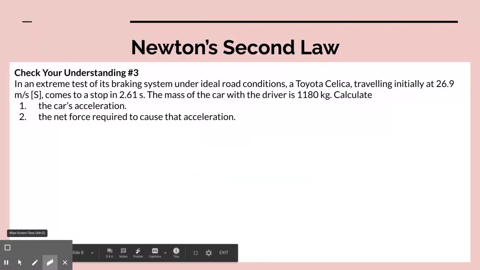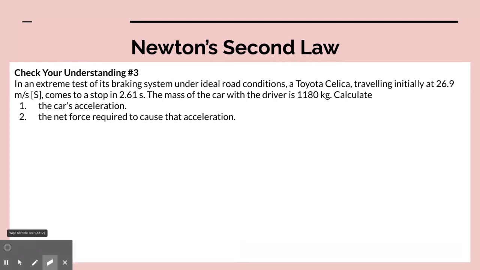Then number 3, it's an extreme test of its braking system under ideal road conditions. A Toyota Celica traveling initially at 26.9 meters per second south comes to a stop in 2.61 seconds. The mass of the car with the driver is 1,180 kilograms. Calculate first the car's acceleration and then the net force required to cause that acceleration. So deceleration. What kind of force was required to get it to stop over that time period?